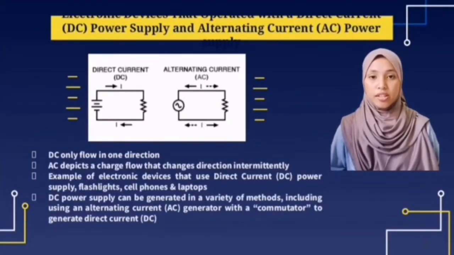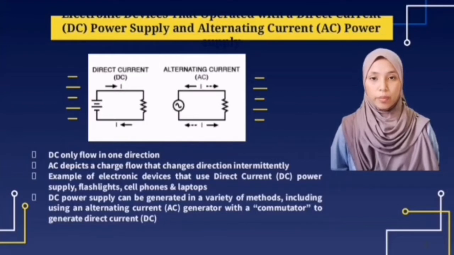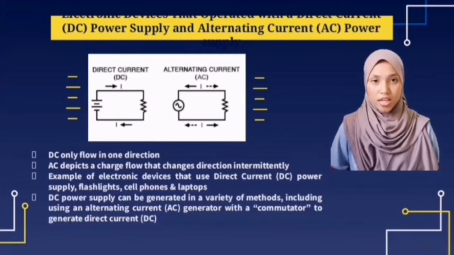I am Nur Hazira Izza binti Nordin. I'm here to present my part, which is the electronic devices that use the direct current power supply and alternating current power supply. First of all, based on the picture in the slide, it shows the illustration that direct current has only one direction of flow, while alternating current depicts a charge flow that changes direction intermittently.